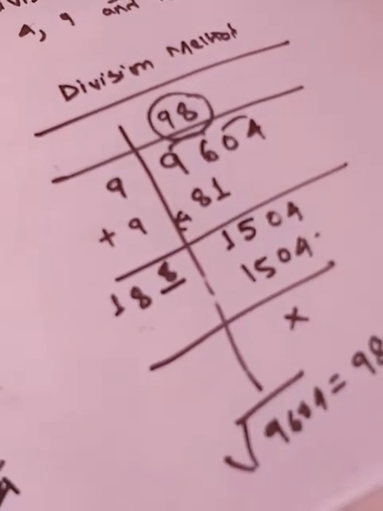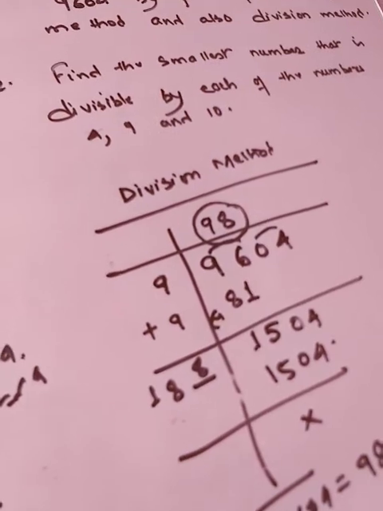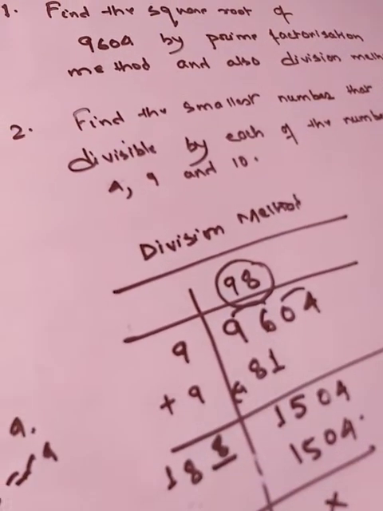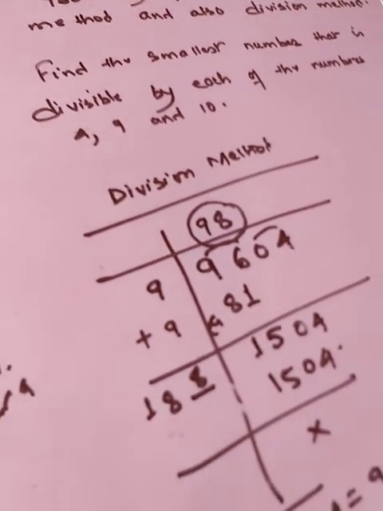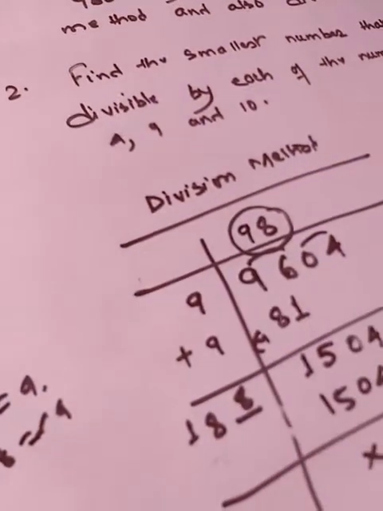Please read carefully which method has been asked, whether the square root has been asked to be found by prime factorization method or division method. So let's move on to sum number 2.